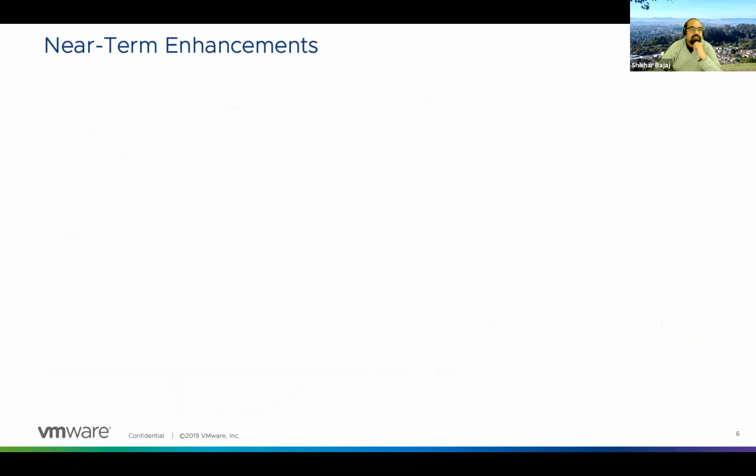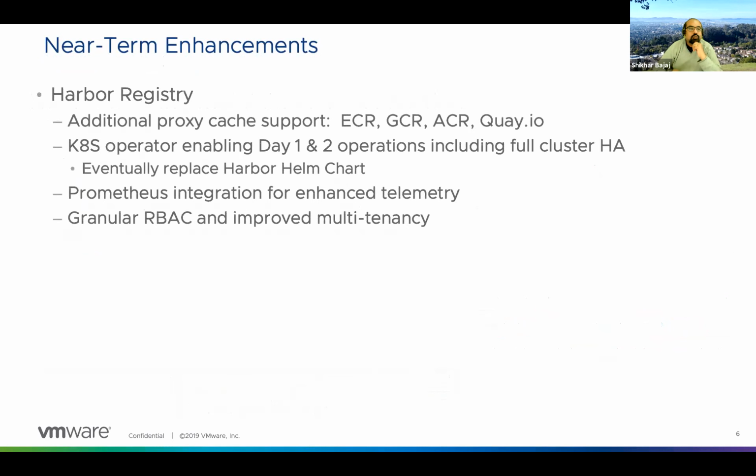So that's sort of what we are today. Where are we going tomorrow? From the Harbor Registry support side, we are actively looking and waiting for support for additional proxy cache, such as ECR and GCR. That's targeted for 2.2, which we are very interested in. The Kubernetes operator enabling day 1 and day 2 operations so that we can replace Helm chart for deployment is also of interest to us.